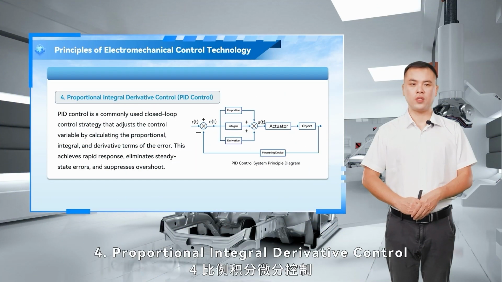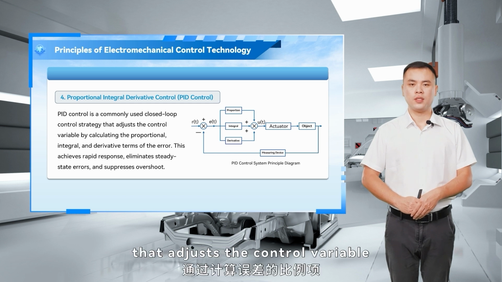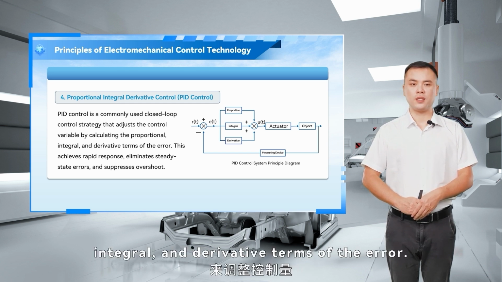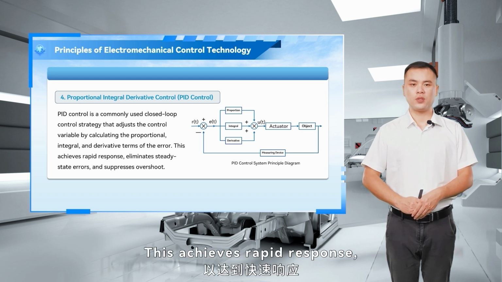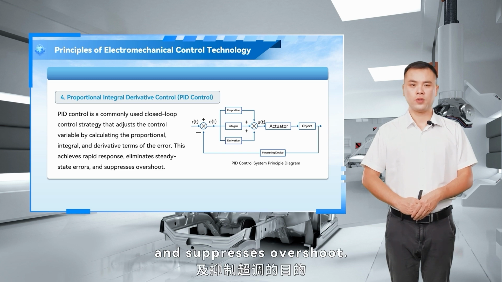4. Proportional integral derivative control, PID control. PID control is a commonly used closed-loop control strategy that adjusts the control variable by calculating the proportional, integral, and derivative terms of the error. This achieves rapid response, eliminates steady-state errors, and suppresses overshoot.